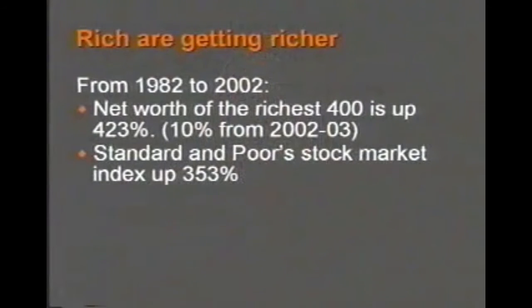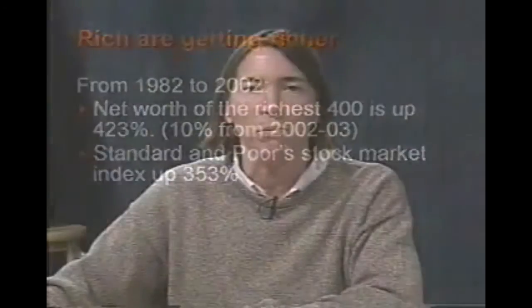Now, the other point about this that I wanted to make was that the rich's net worth is going up at a pace far outpacing inflation, even far outpacing the stock market. The net worth of the richest 400 is up 423% between 1982 and 2002, and up 10% alone from 2002 to 2003, at a time when the rest of the country is in a slight recession. The Standard & Poor's stock market index during that time period was only up 353%. So the rich at the very top level are getting much, much richer.